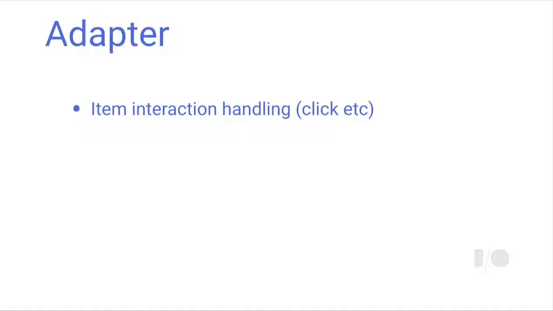So in contrast to ListView, where you could use this item click listener type of model for things, the adapter is now responsible for configuring the item interaction handling. So these are all of your click listeners, touch listeners, and so forth. Adapters also deal with your multiple view types, being able to keep track of the different view holders that you may be tracking.